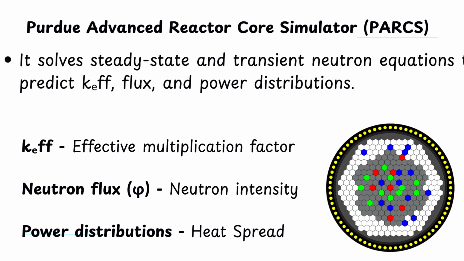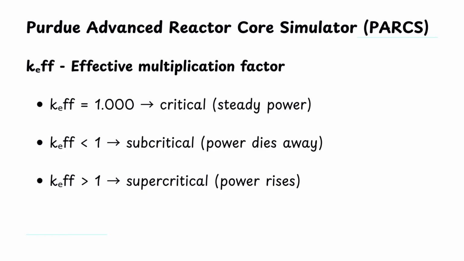It predicts three different things: k-eff, the effective multiplication factor; neutron flux, which is neutron intensity; and power distribution. These are the three main things it will predict, and there are other features also, but for now we'll stick to these three main features. And k-eff is the effective multiplication factor, which tells us how many neutrons there are in the next generation compared to this one.